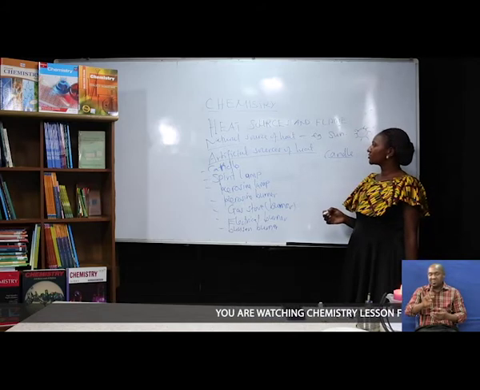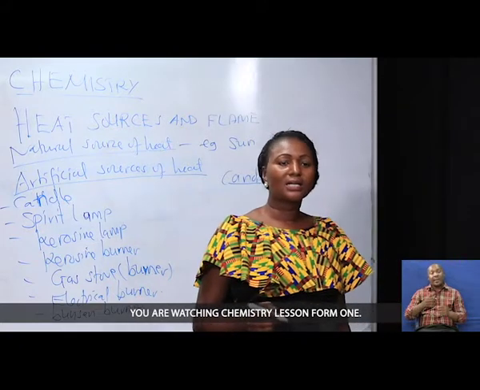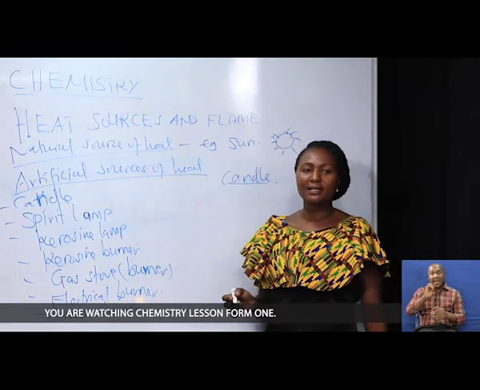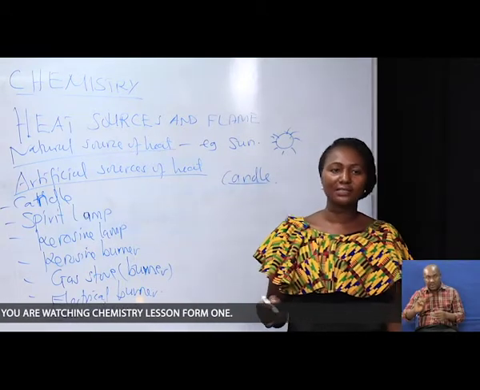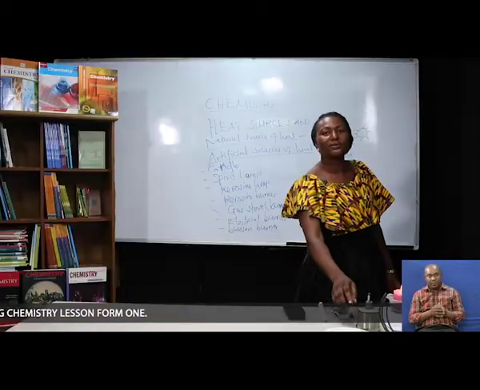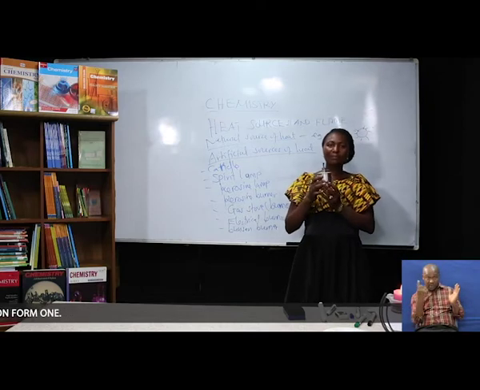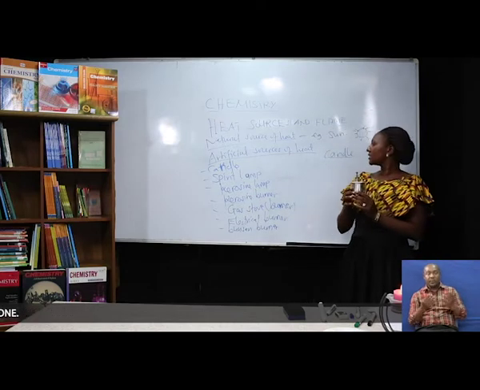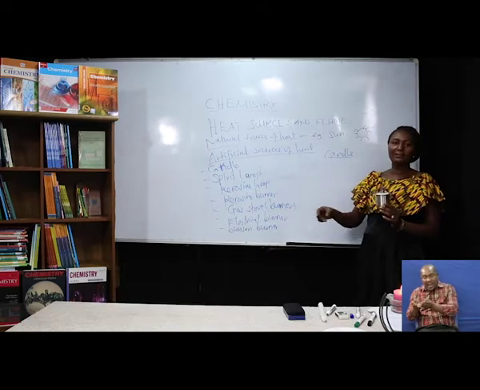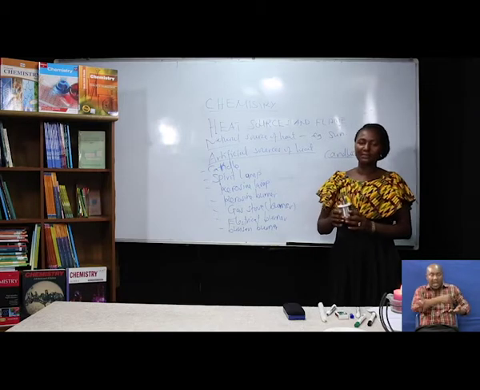Another type of artificial source of heat is kerosene lamp. Kerosene lamp is the lamp which uses kerosene as the source of fuel. Do you know kerosene lamp? Let me show you. Okay, this is a kerosene lamp. There is a difference between kerosene lamp and kerosene burner. They are two different things. The kerosene lamp is this one.